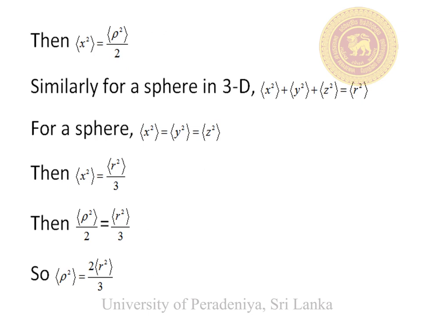In 3D case, r squared is equal to x squared plus y squared plus z squared. For the sphere, x squared is equal to y squared, that is equal to z squared. Then x squared is equal to r squared over 3. Then finally we can prove an equation for rho squared in terms of r squared. The average value of rho squared is equal to 2 times the average value of r squared over 3.